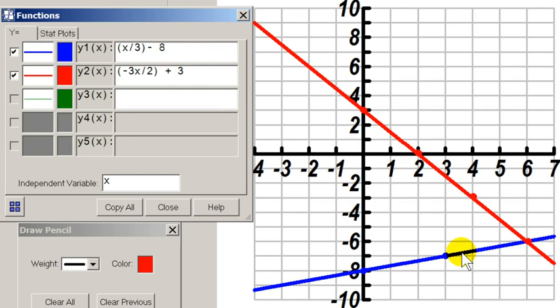So to repeat in conclusion, we have drawn line 1 and line 2 as follows. And lastly, we have shown by algebraic means that the point (6, negative 6) is a solution for equations 1 and 2.